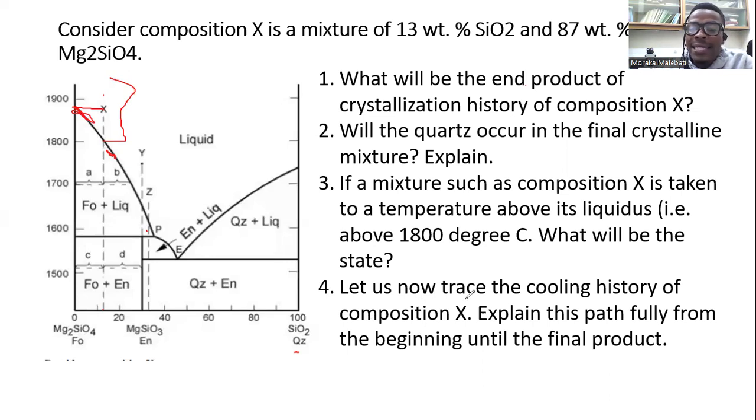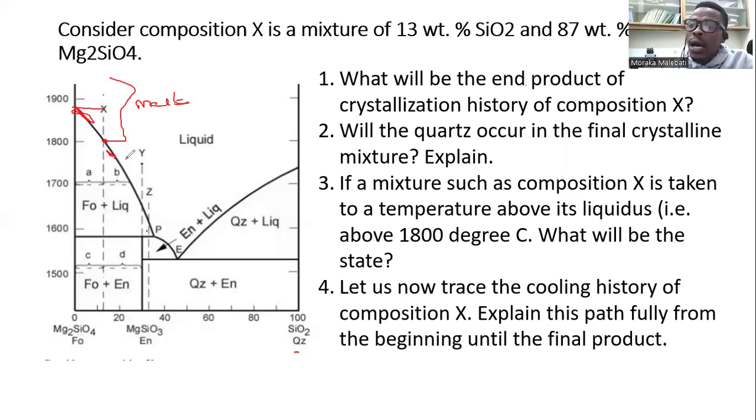Now, let us trace the cooling history of composition X. Explain this path fully from the beginning until the final product. We want to explain this until we only remain with forsterite and enstatite, because we already mentioned that it will end its crystallization history with forsterite and enstatite. Remember, above 1,800 degrees Celsius, we are in the zone of all melt. But immediately when we hit this line at 1,800 degrees Celsius, that's where crystallization happens.